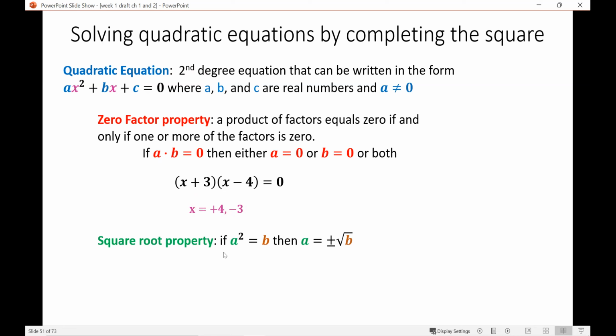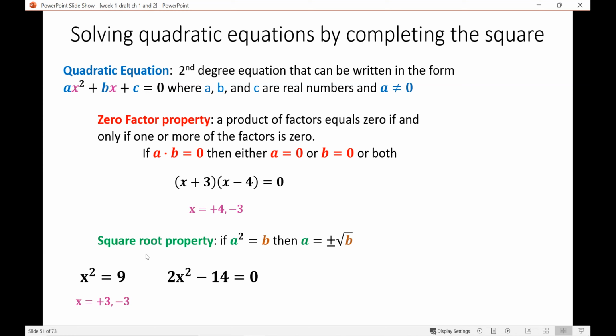Now, the square root property is fairly intuitive, but you might not have used it as much. It basically lets us take the square root of both sides of our equation. And we have to remember that our solution is then going to be plus or minus the square root of that value. So for example, if x squared equals 9, we can square root both sides, and then x is going to be plus or minus 3. And go ahead and check: if x is 3, 3 squared is 9, but if x is -3, -3 squared is also 9.